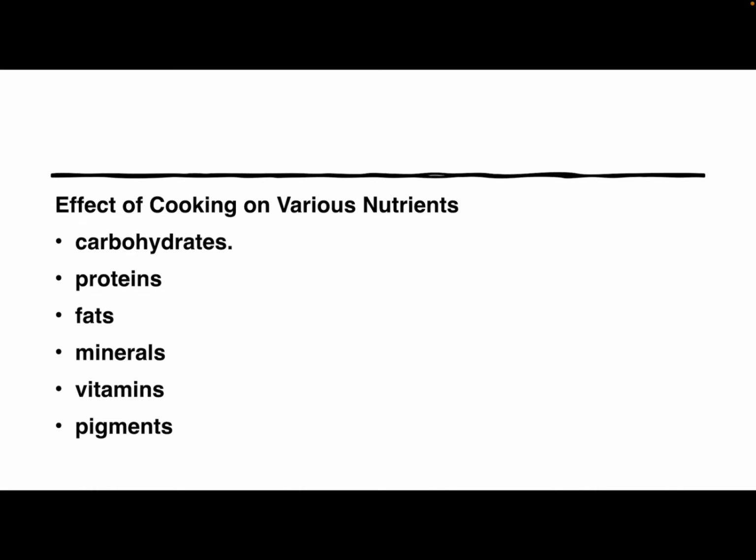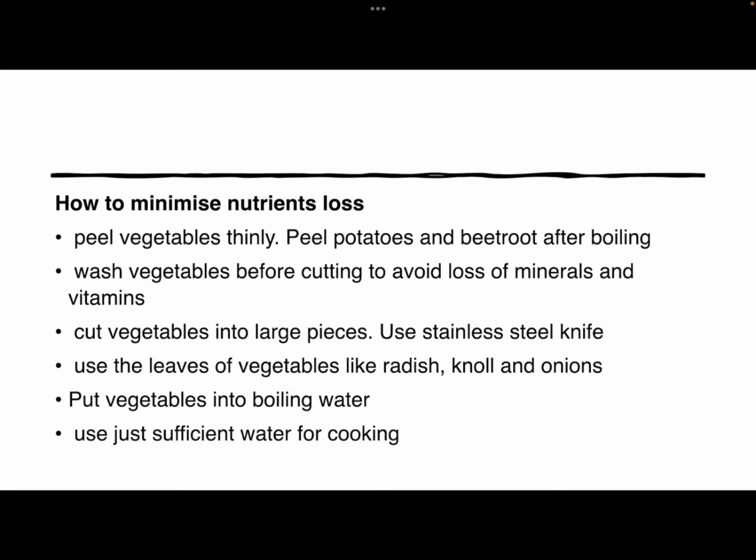Then next is pigments. Colors add attraction to food. There are various pigments like carotenes, which are better retained. Flavonoid foods retain their color. Chlorophyll, anthocyanin, and hemoglobin generally turn brown on cooking. Then next is how to minimize nutrient loss. We all know that various nutrients are present in food. How to minimize this nutrient loss?